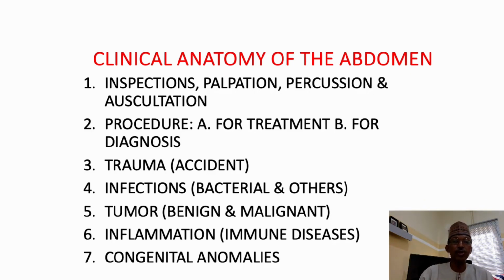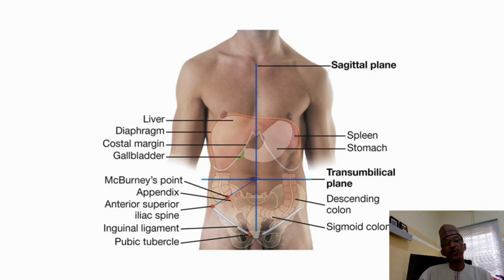So as I was telling you before, if you want to discuss the abdominal clinical anatomy, when the patient comes to you in the clinic, you have to examine the abdomen. So for you to be able to examine, inspect or palpate the abdomen, you need to know the topography of the abdominal cavity or the abdomen generally.